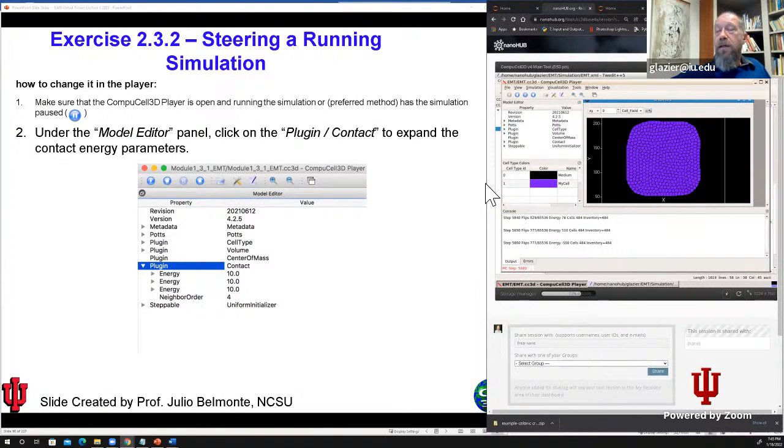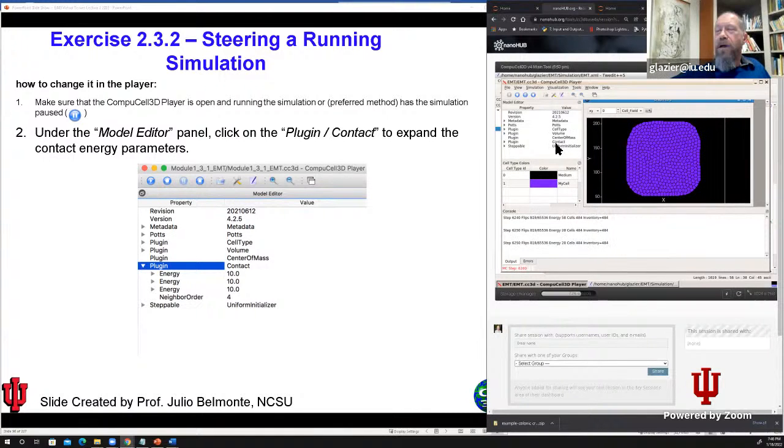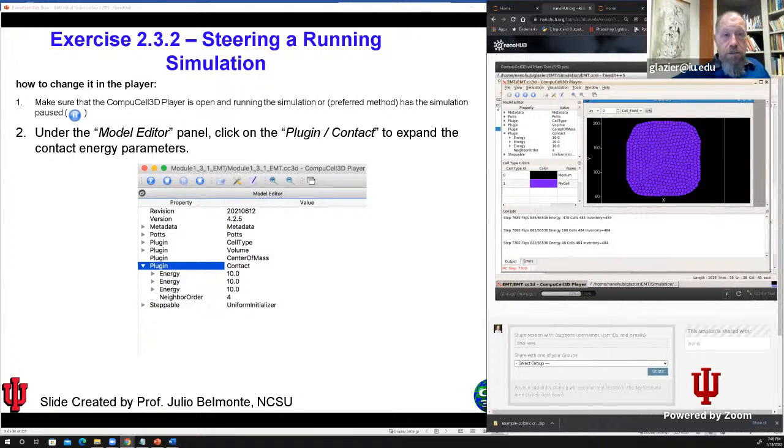And I want to do that together. If I look in this list of plugins, I see cell type, volume, center of mass, contact, uniform initializer. I'm going to open the contact plugin by clicking on that arrow. Go ahead, Connor. When you change the parameters in that section, does it overwrite the original code, or is it just for that instance of the simulation? It's just for the instance of the simulation.